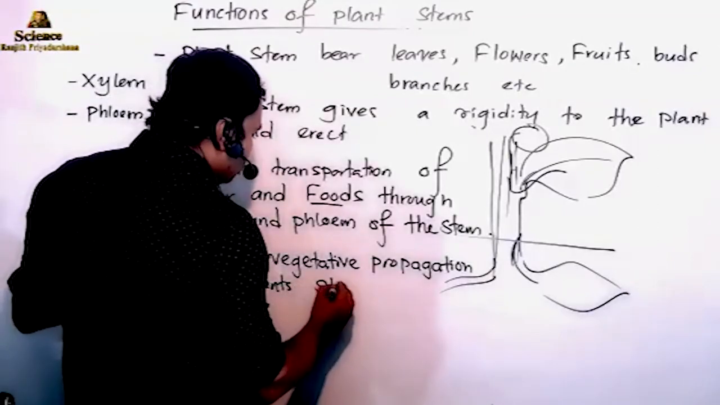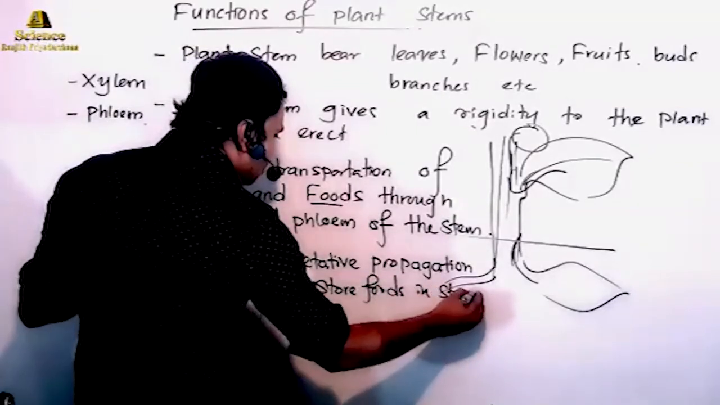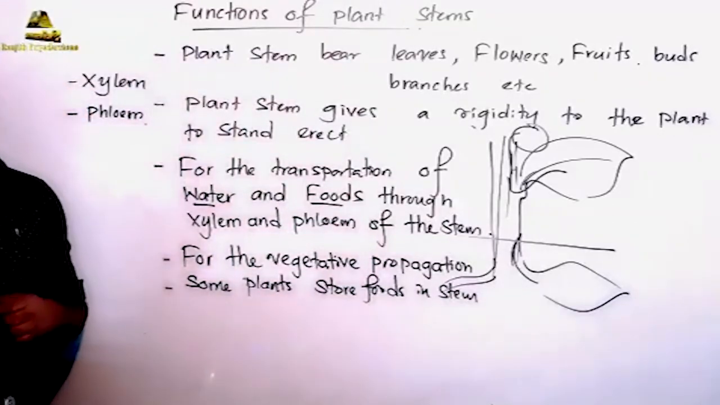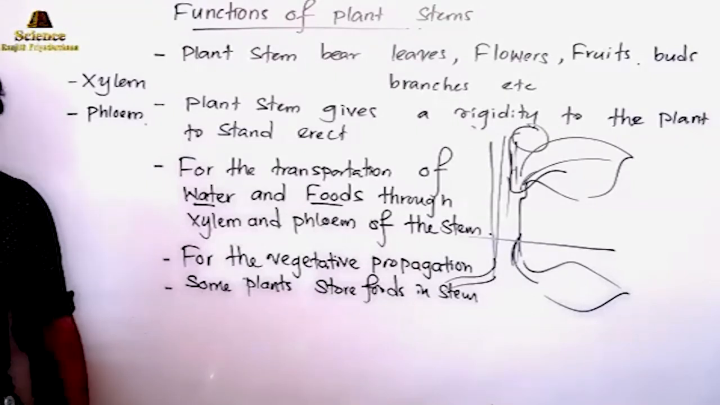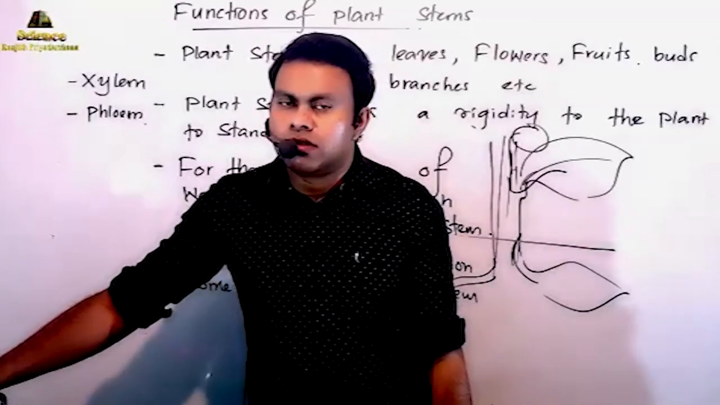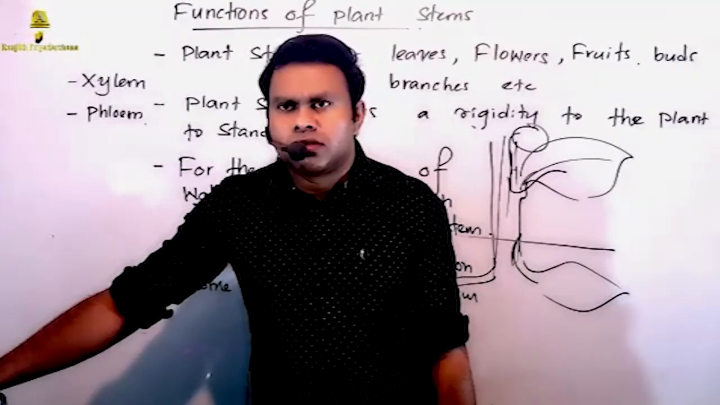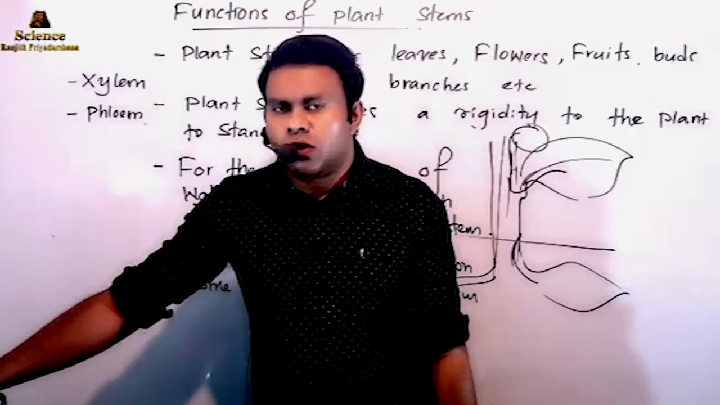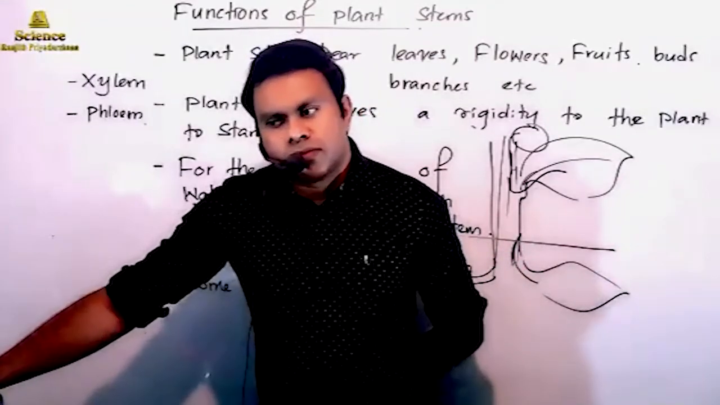Store foods. Some plants store foods in the stem. Tell me one example. Sir, coconut trees, they store oil in the stem. Sugar cane. The coconut plant, it stores oil. Where? Coconut plant stores oil in where? In the fruits.